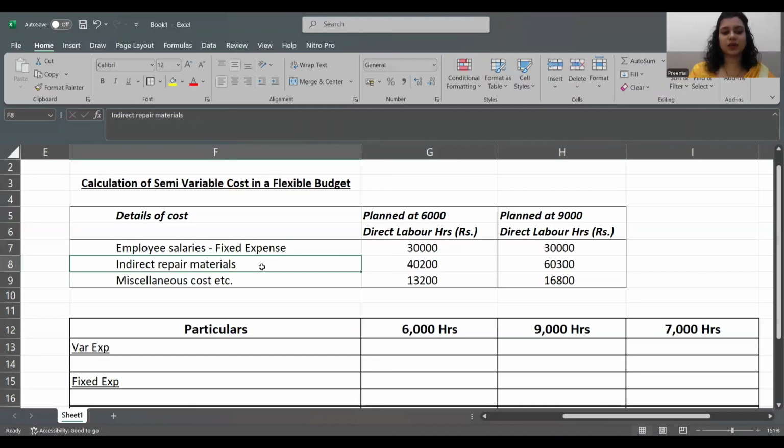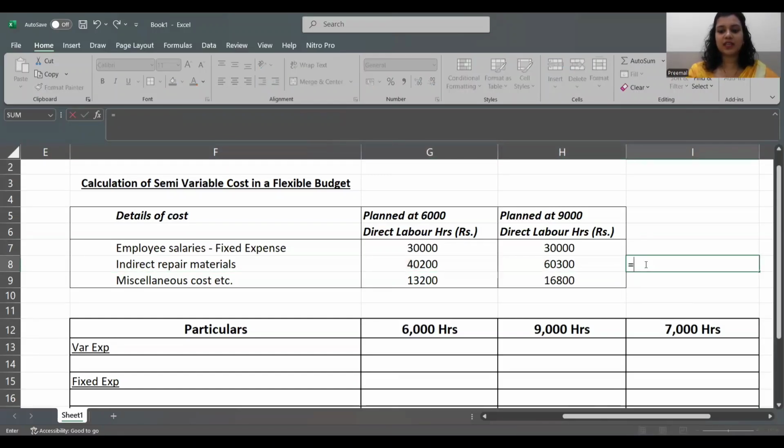Let's move on to the next one, indirect repair materials. Now, indirect repair materials, the amount is not the same in both the columns. So it's definitely not a fixed cost. Now we need to check if it is a variable cost. If it's a variable cost, the cost per unit or cost per labor hour will remain the same. For that, let's find out what is the cost per labor hour.